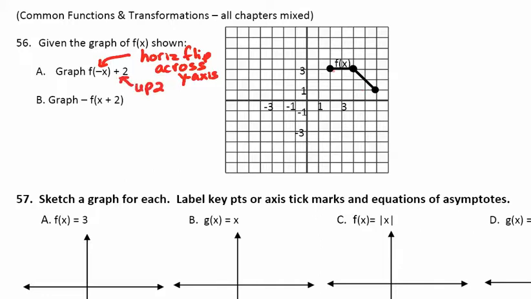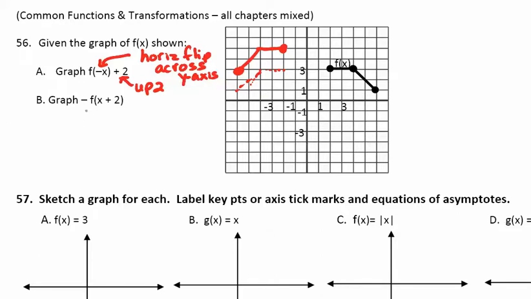So if I take this graph and I flip it across the axis, I can see what it would look like. And then I want to slide it up 2 units. So I think this would be our transformation. So we did a horizontal flip and then we slid it up 2 units.